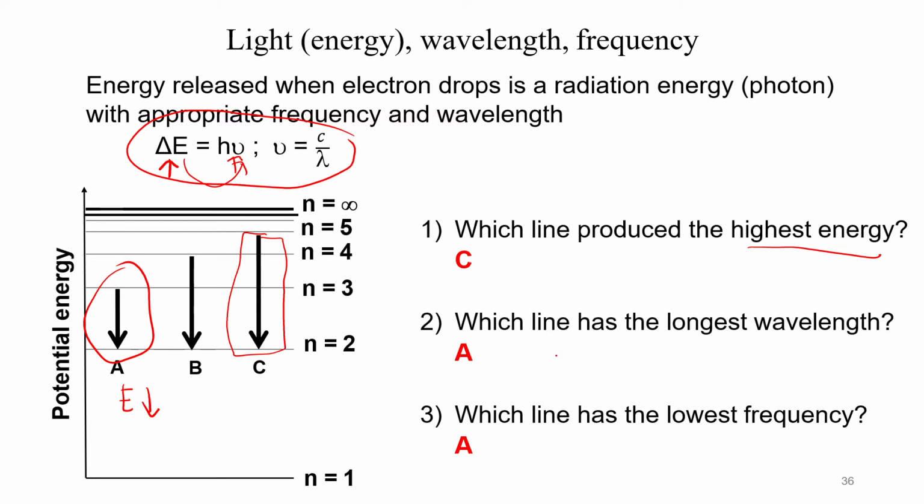Okay, so soalan yang ketiga, which has the lowest frequency? So energy untuk A yang lowest, E equal to hv. So lowest energy for A line, so lowest frequency juga untuk A. Okay, then kita tahu E equal to hc over lambda. Okay, because c over lambda ialah frekuensi kan. So E dengan lambda inversely proportional. So kalau A energinya rendah, jadi wavelengthnya tinggi. So highest wavelength refer to A.